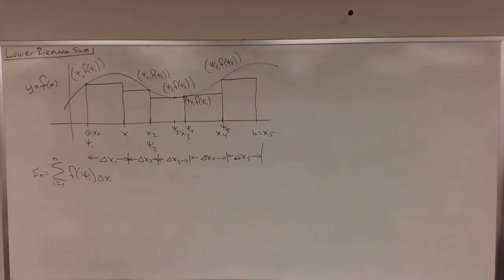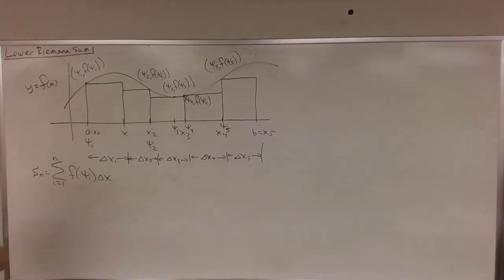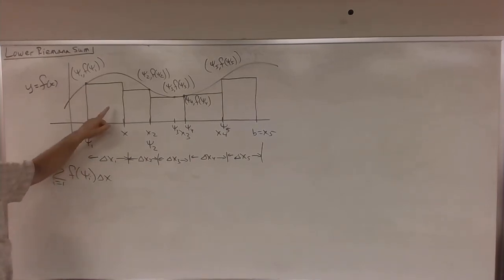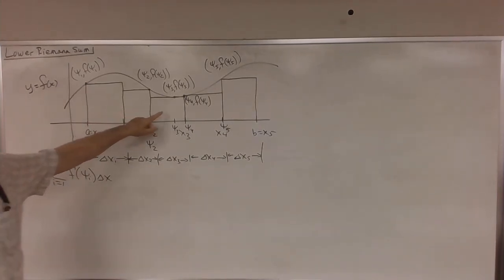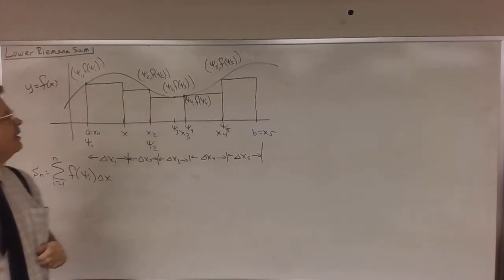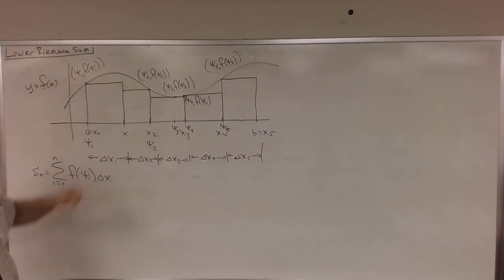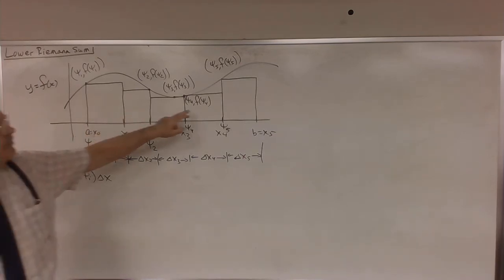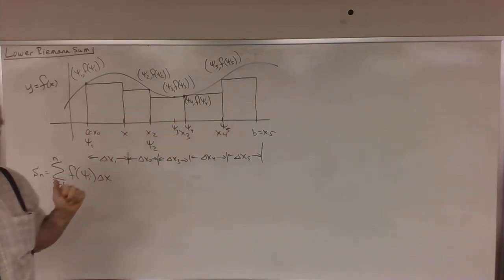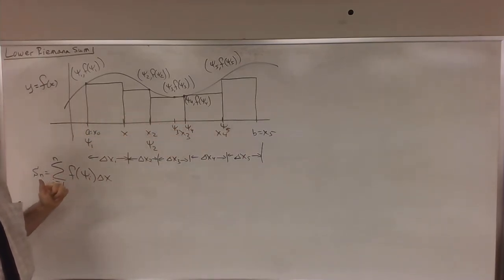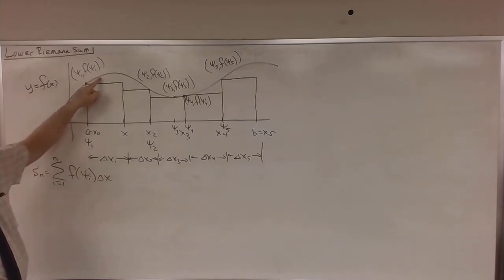Well, let's see. How well does the sum of the areas of these rectangles approximate the area bounded between the graph and the x-axis? I guess it's not a bad approximation. But if we add up the areas of all of these rectangles, we're definitely going to get something that's less than the area bounded by the graph and the x-axis.